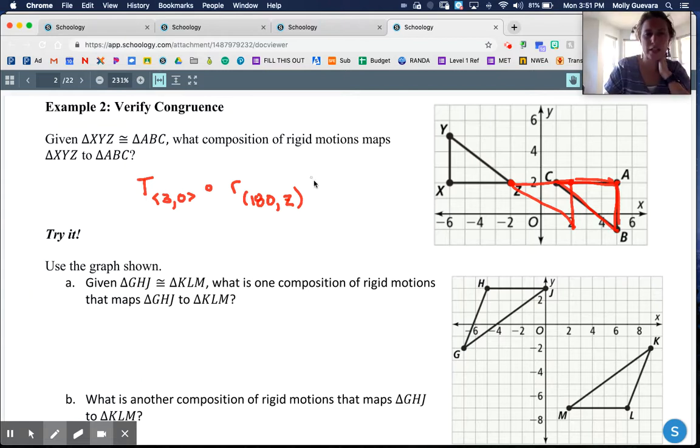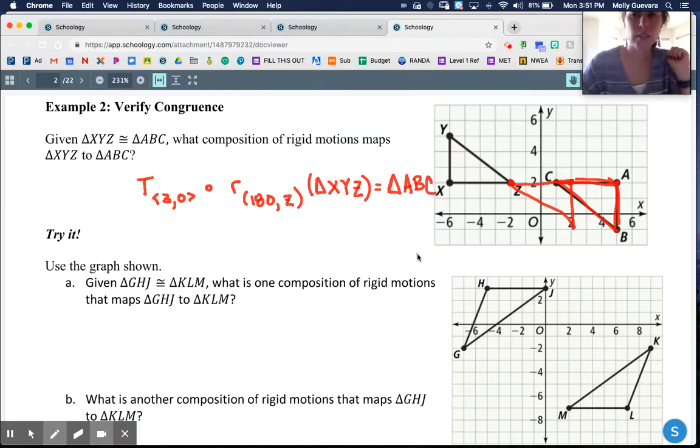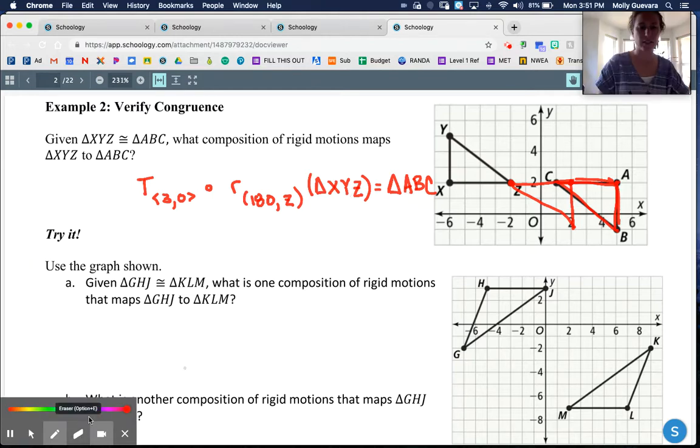Not only that, then you usually do, okay, I figured out the transformation. Now I can say triangle XYZ. It's saying if I do these two things to triangle XYZ, I'm going to get triangle ABC. So that's the rest of it: once you figure out what you've done, you say which triangle you are doing that to, and what you get in the end.